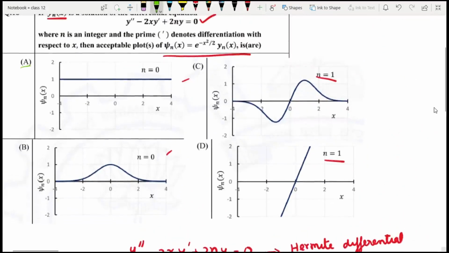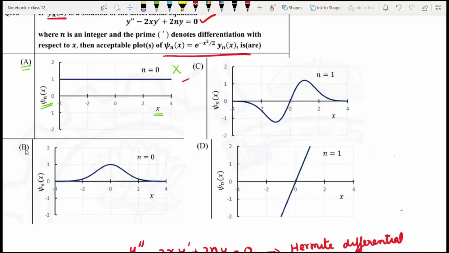Now if you see option A, for all values of x, the value of psi n of x is 1, that is the same value. But what we have found is, for n is equal to 0, psi 0 of 0 value is 1, and psi 0 of plus or minus 1 value is equal to e power minus 1 by 2. So for different values of x, the wave function value is changing. So this option is incorrect. The value of this given function is not the same for all values of x. It is different. Now we will see whether we can eliminate any of the options B, C or D.